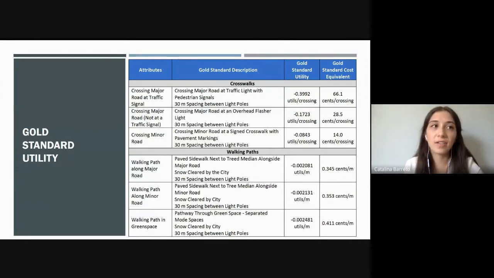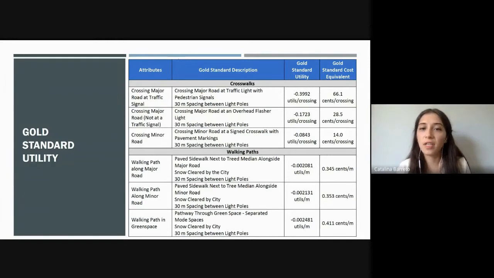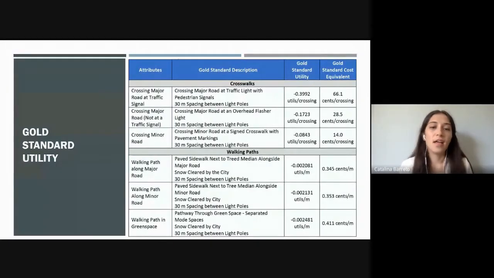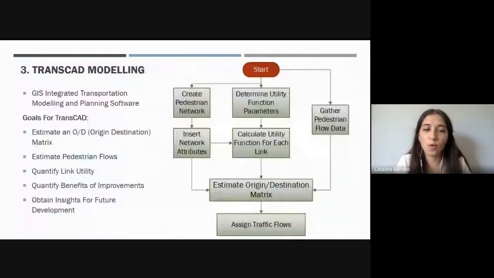So this slide here lists the features assigned as gold standard and their utility and their cost equivalents. So as you can see here, like 30-meter pedestrian scale lighting is the ideal, and signalized crossings are ideal, and having a median to separate you from the road is an ideal condition for a pedestrian. And we use this for comparison later on. And now I'll pass it on to Saad to talk about our TransCAD model.